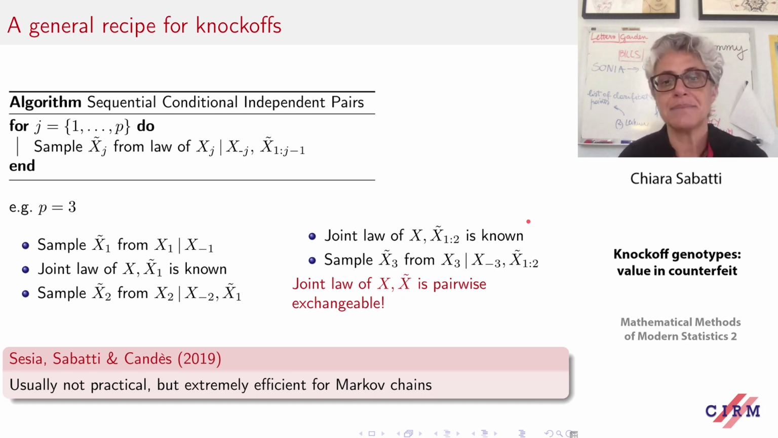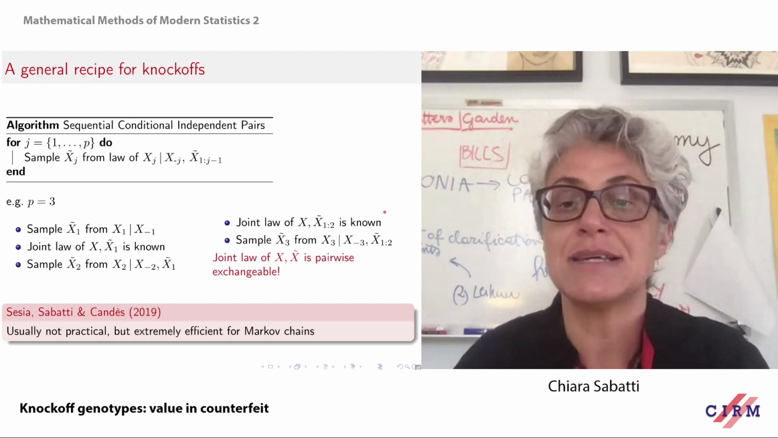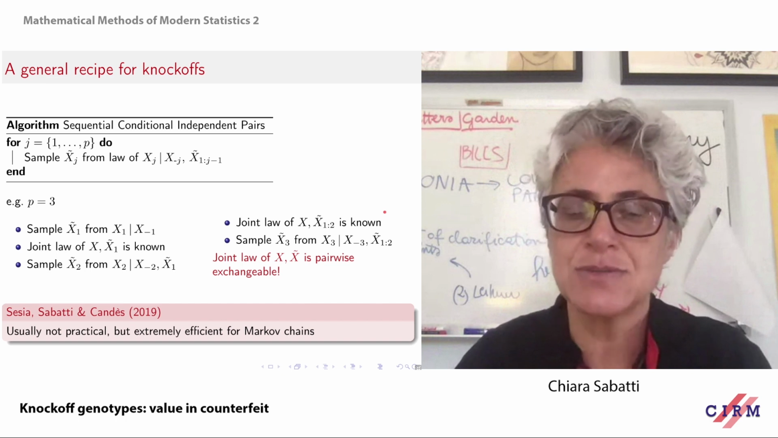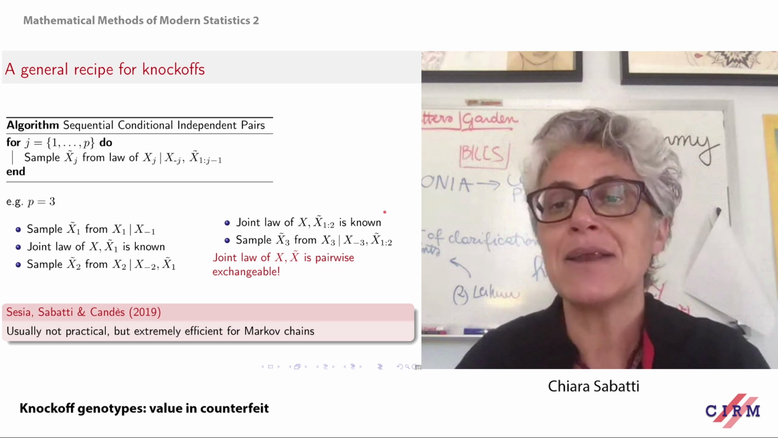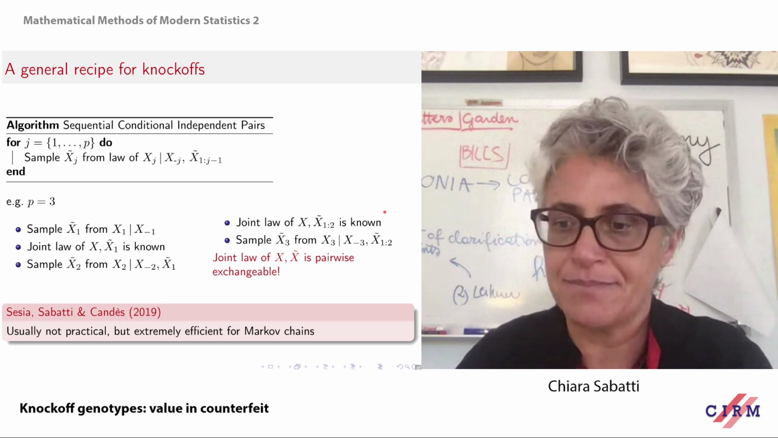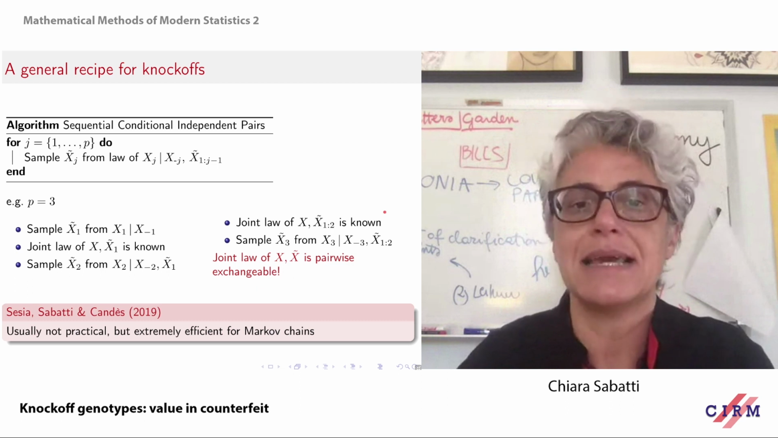Now, this is an algorithm that is constructive. It is also interesting because it tells you that variables with the exchangeable distribution that I described do exist, but it might not be typically very practical. However, the good news is that it is very practical in the case of Markov chains.